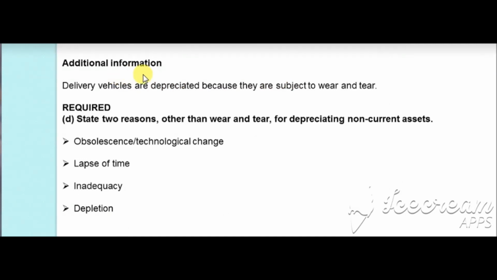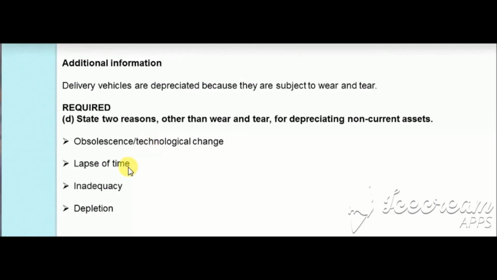Next, additional information is provided. The delivery vehicles are depreciated because they are subjected to wear and tear. In the question, we are asked to state two reasons other than wear and tear for depreciation of non-current assets. The first reason which I have given here is obsolescence or obsolete. These assets may get obsolete, outdated because of new technology, as now we have vehicles which are automated or automatically driven vehicles in use. The old vehicles may be manual vehicles with manual gears, and as they became obsolete, they are depreciated.